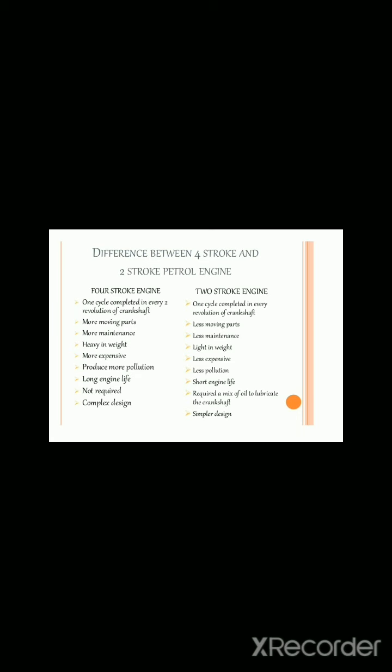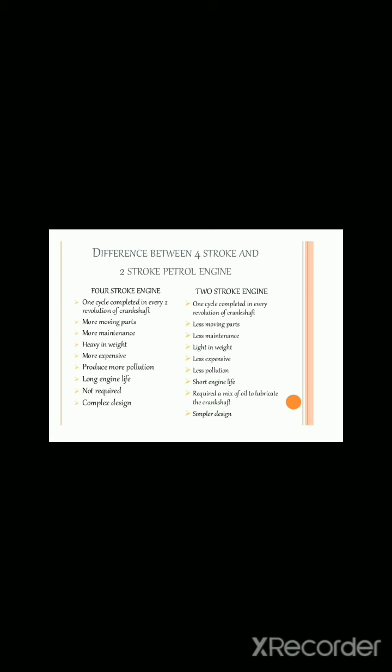The difference between 4-stroke and 2-stroke petrol engine. Firstly, in 4-stroke engine one cycle is completed in every 2 revolutions of crankshaft. On the other side, in 2-stroke one cycle is completed in every revolution of crankshaft. More moving parts are available in 4-stroke engine, less moving parts are available in 2-stroke engine. More maintenance required, whereas here less maintenance.